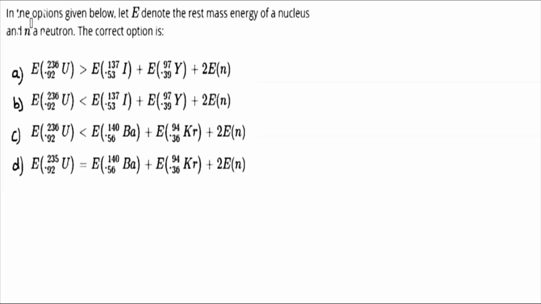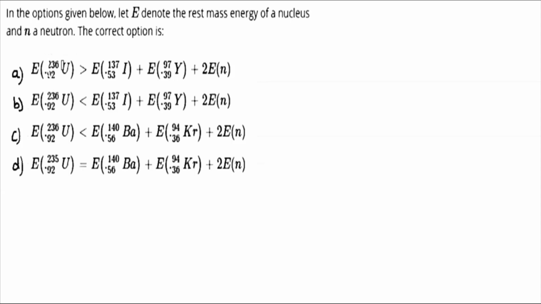Thank you. Hello everyone, let us start with our question. In this question, it is given that in the options given below, E denotes the rest mass energy of a nucleus and n is a neutron. We need to find which option is the correct option. Now, what is given? This is the rest mass energy of uranium. It is greater than the rest mass energy of iodine plus the rest mass energy of yttrium plus 2 times the rest mass energy of a neutron. This is how the expression has been given.